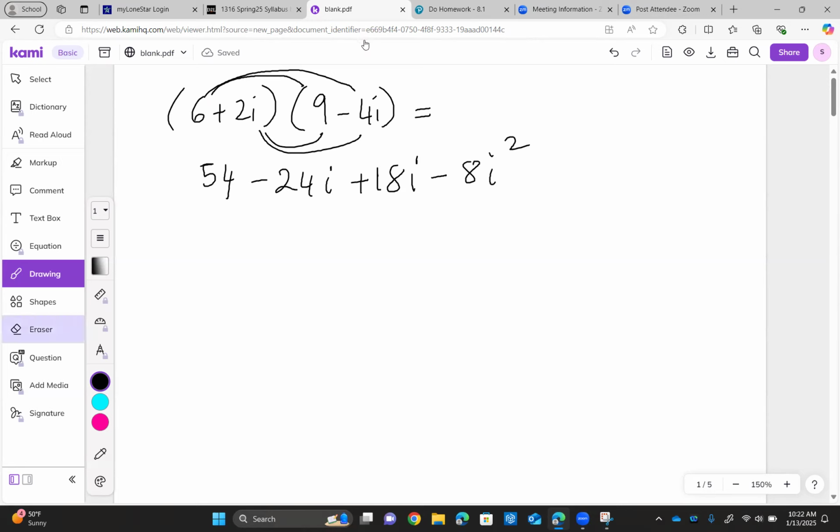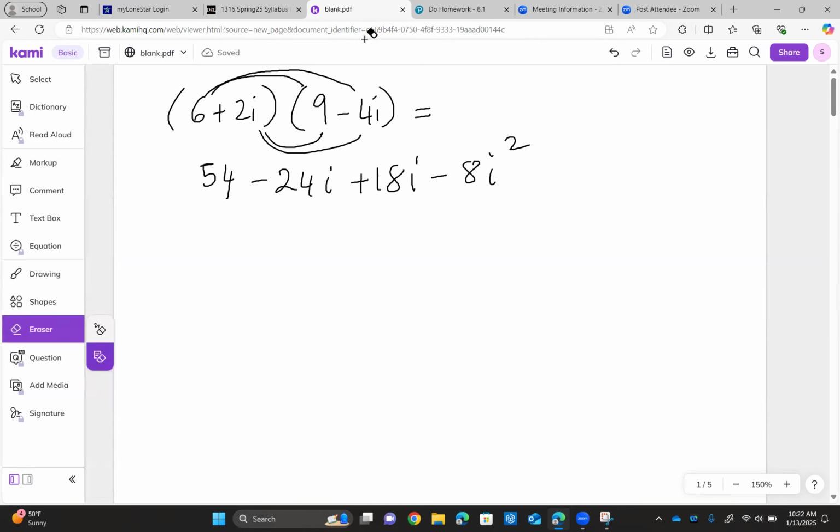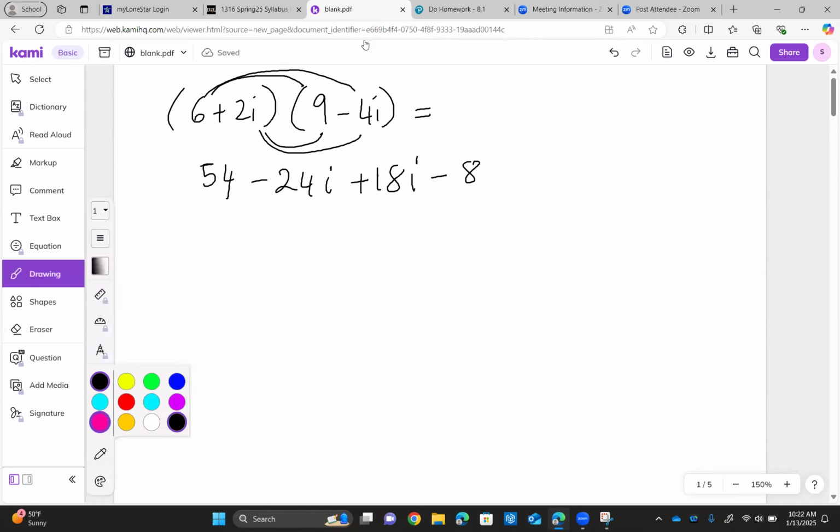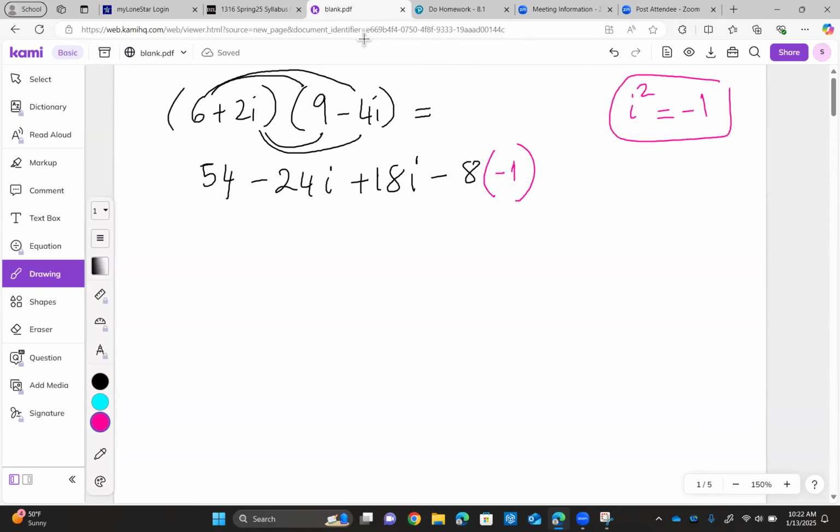It's important, but as soon as we write this, I will erase the i squared because this is not acceptable in math class. Every time we see an i squared, we have to replace it with negative 1. In math class, i squared is always equal to a negative 1, and we're not allowed to keep the i squared. We must replace it all the time by a negative 1.